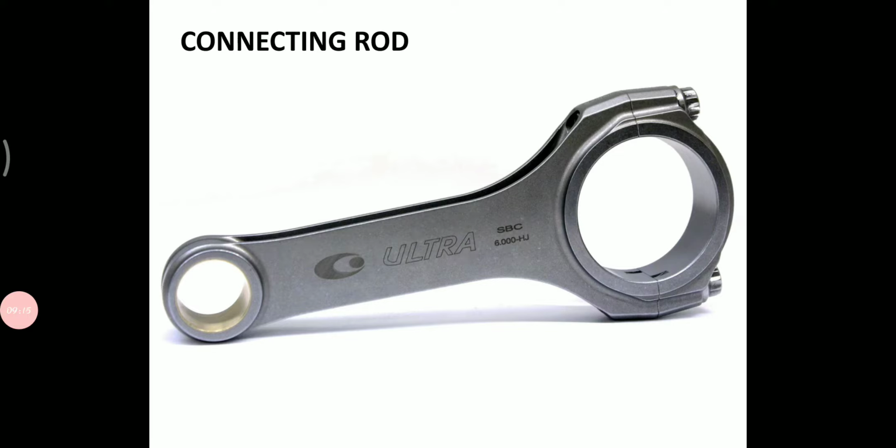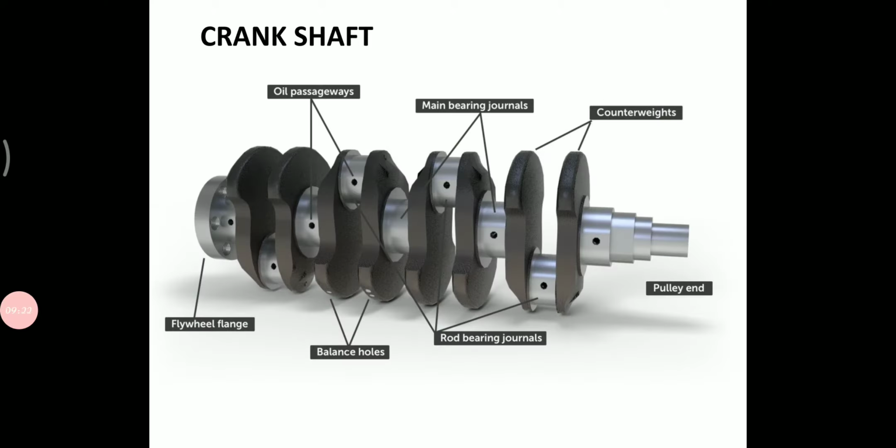This is one image of the connecting rod. One end of it is connected to the piston, the other to the crankshaft. And this is what we call the crankshaft. An IC engine may consist of 1, 2, 3 or multiple cylinders. Usually the connecting rod will be connected to this particular portion. This particular portion is called the flywheel flange. So this is a crankshaft where it is connected to the multiple cylinders of the IC engine.